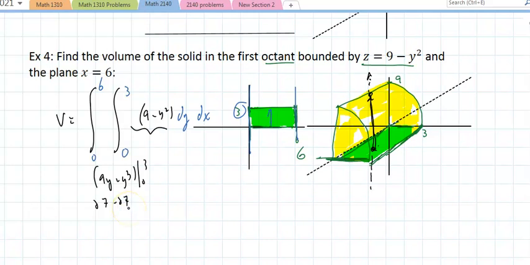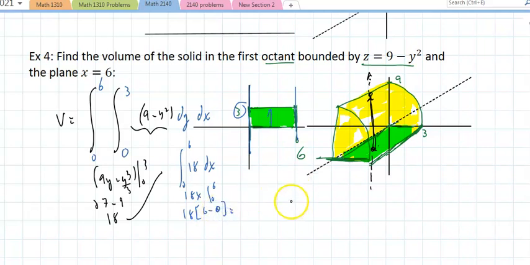Okay, what's going on? 9y minus 3y cubed over 3. I was getting 0. I was worried. 9y minus y cubed over 3 gives 27 minus 9, so this is actually 18. And now I'm going to integrate 18 from 0 to 6 with respect to x. That's 18x evaluated from 0 to 6. That's 18 times 6 minus 0. So what is that? 108. There it is. And that's how this works. And that's pretty much it for this section.